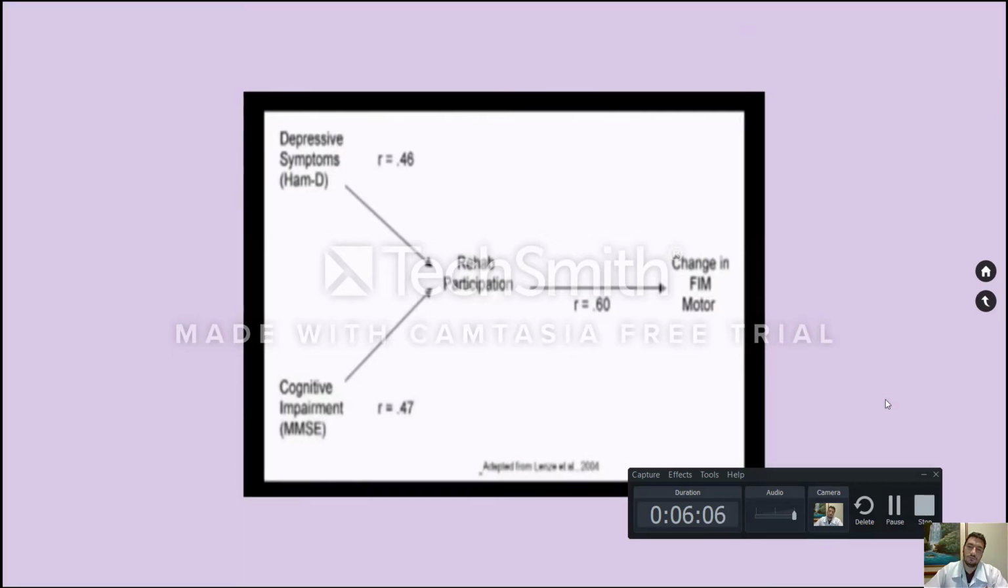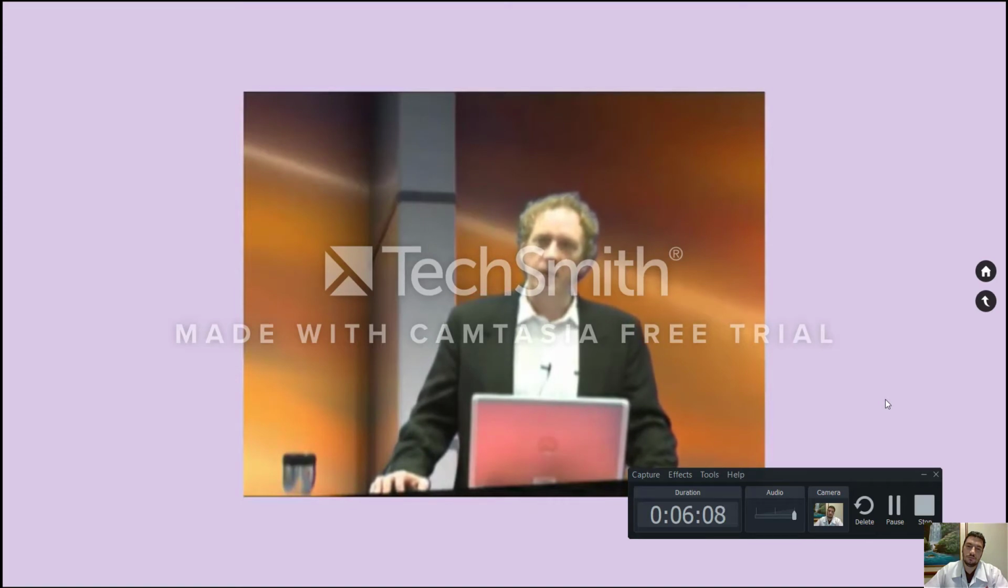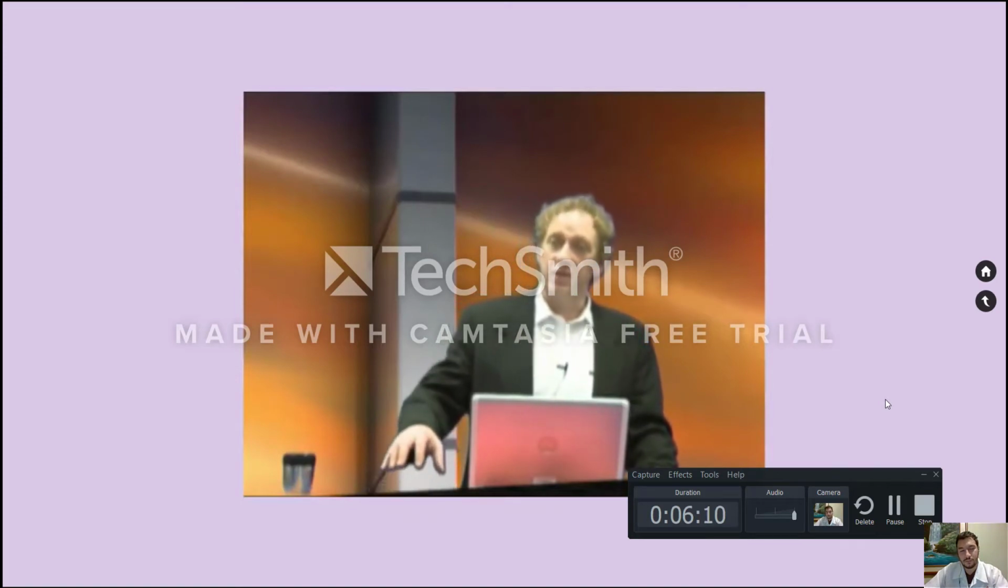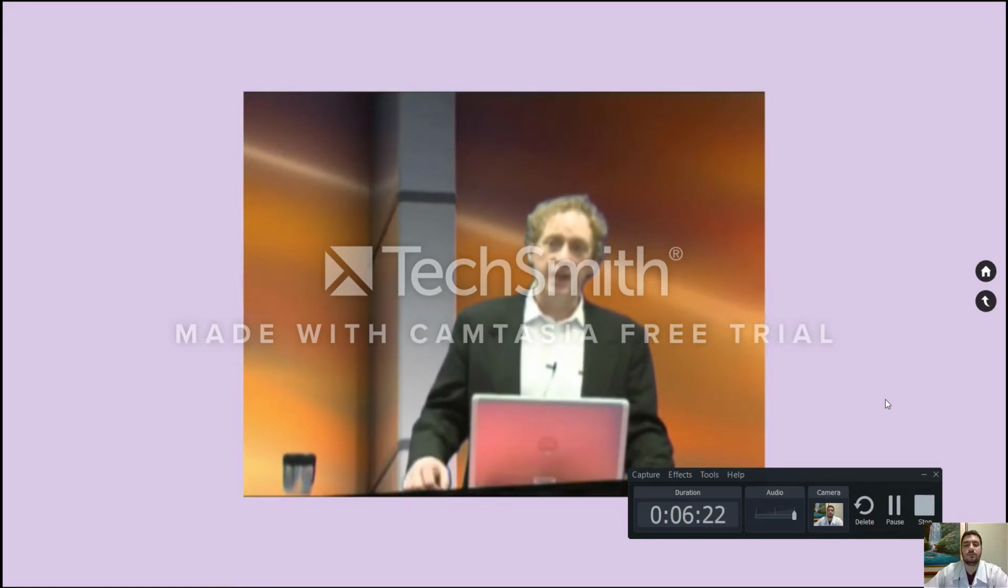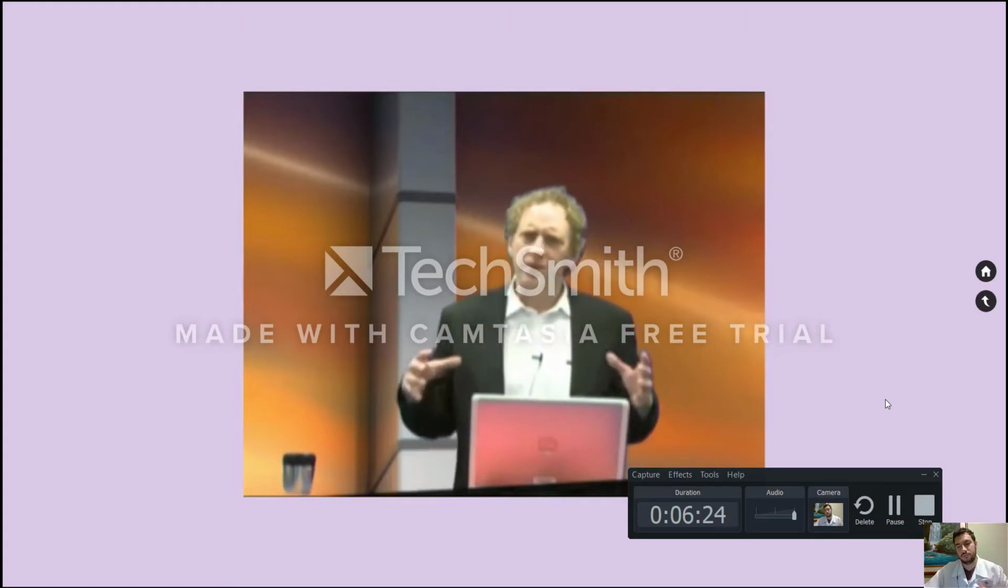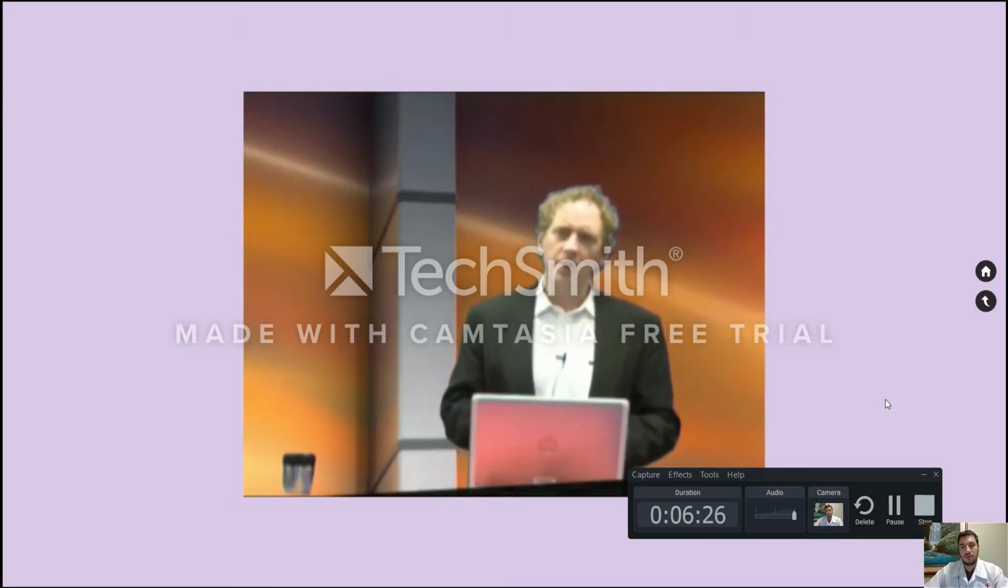So those are the factors that I want to focus on. I want to focus on decreasing depressive symptoms and increasing cognitive abilities, particularly attention. In addition, we know that motivation would affect rehabilitation participation. We'll talk about increasing that as well. All of these factors together will give us a number of new tools to maximize the treatment efficacy for patients.